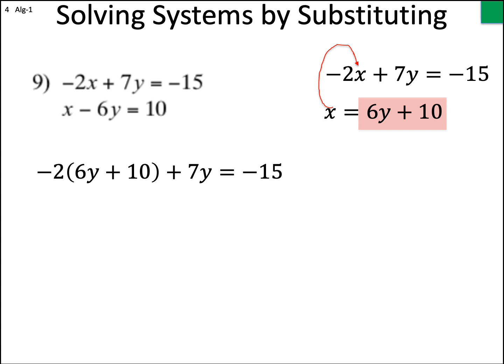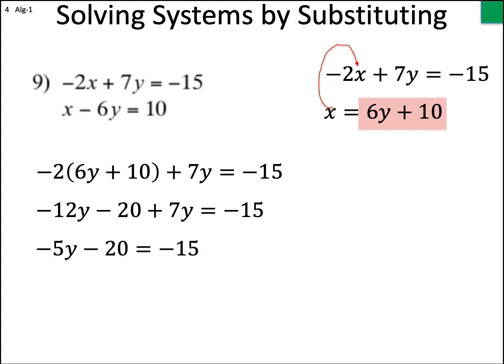Distribute the negative to the inside. Here's where you'll make your mistake, and be careful. Negative 2 times 6 is negative 12y. Negative 2 times 10, negative 20. Combine your y's. Negative 12y plus 7y is negative 5y.